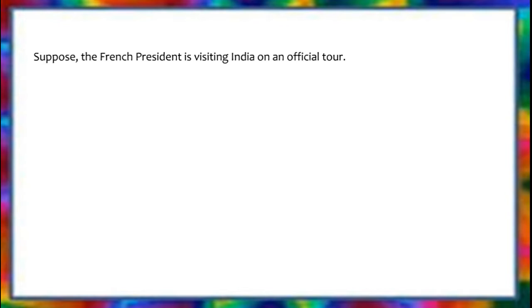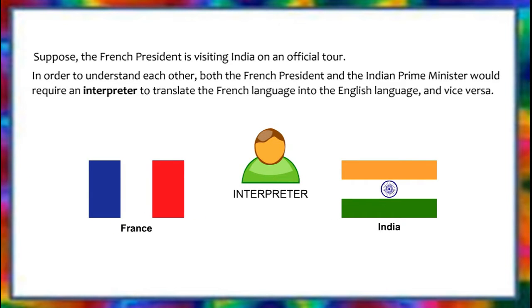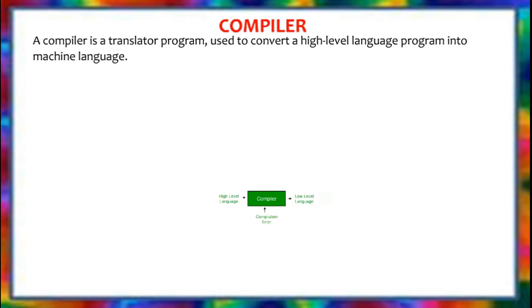Suppose the French president is visiting India on an official tour. In order to understand each other, both the French president and the Indian Prime Minister would require an interpreter to translate the French language into the English language and vice versa. Children, hope you understood about interpreter and the importance of interpreter. Let's move to the next topic, compiler.